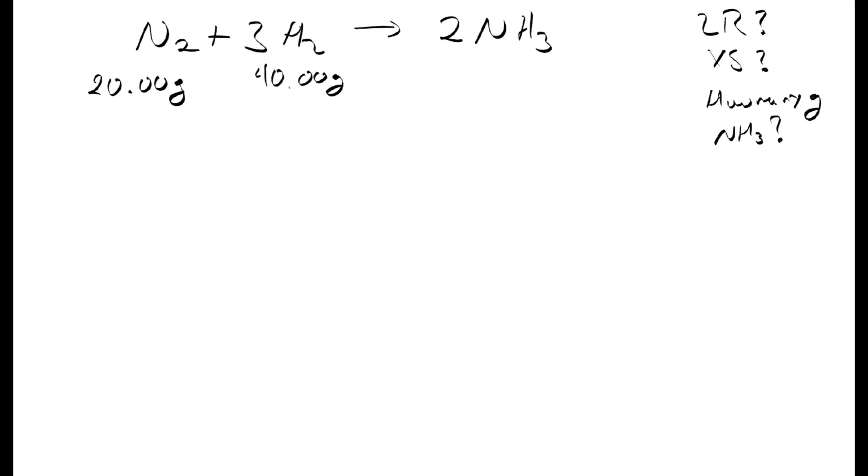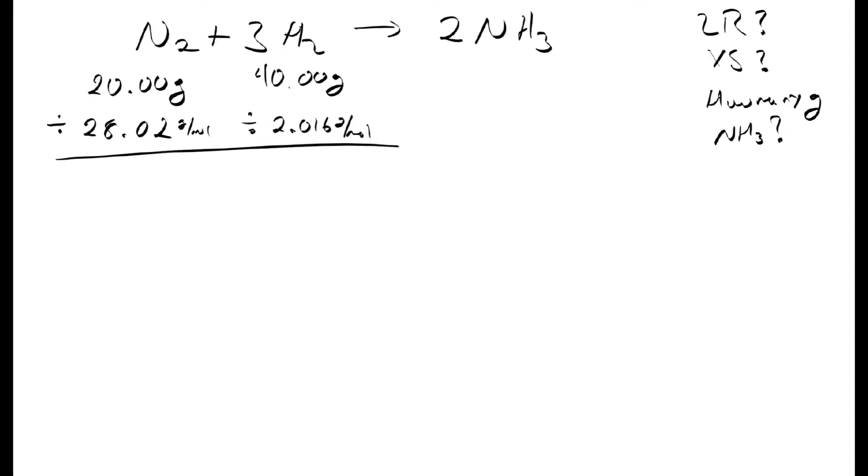Okay, first things first, convert to moles. Always convert to moles first thing. So we have to divide by the molar mass. So divide by 28.02 grams per mole. Divide this one over here by 2.016 grams per mole gives us 0.7138 moles and 19.84 moles. I'm guessing I made this one a little bit too obvious, but I'm going to go ahead and just keep on going.